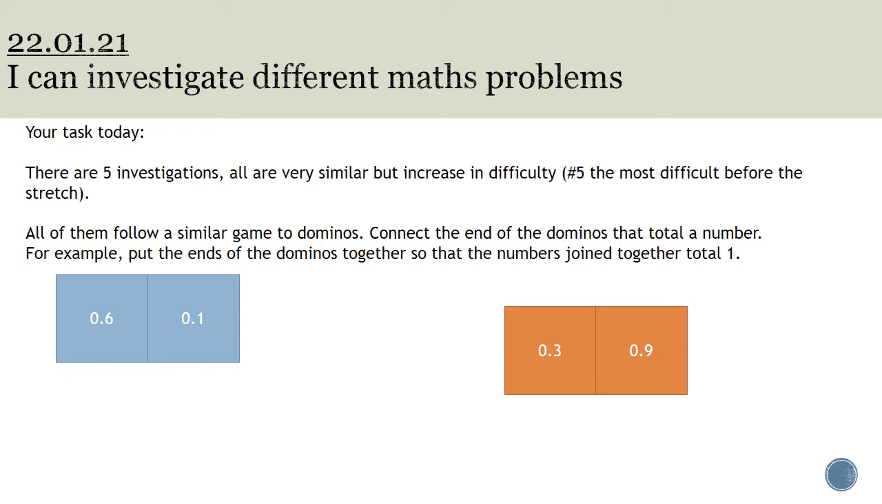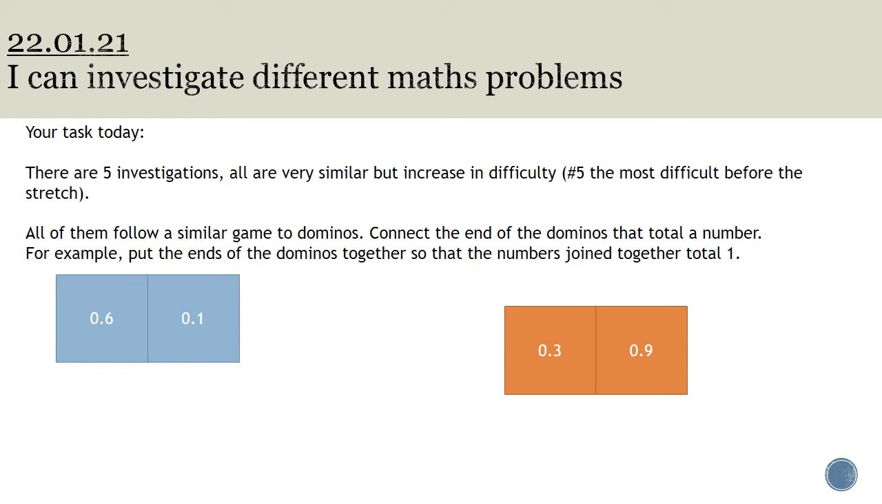My options are 0.6, 0.1 and 0.3 and 0.9. So if I picked 0.3 and were to join it to 0.1 or 0.6, would they add together to make 1? Well, 3 add 1 is 4, so that can't be true, and 3 add 6 is 9, so that can't be true. So 0.3 wouldn't join on to the end of either of those.